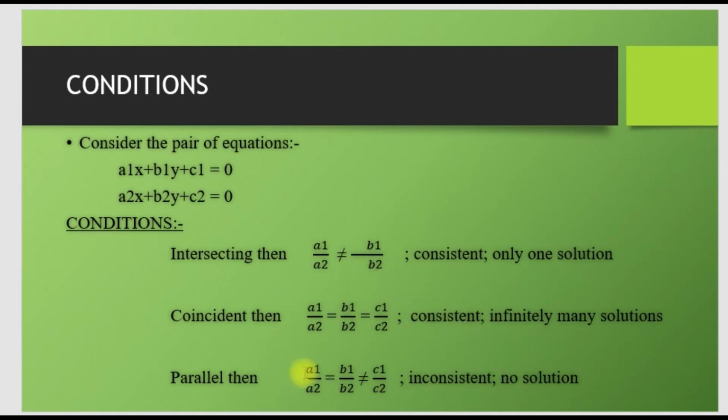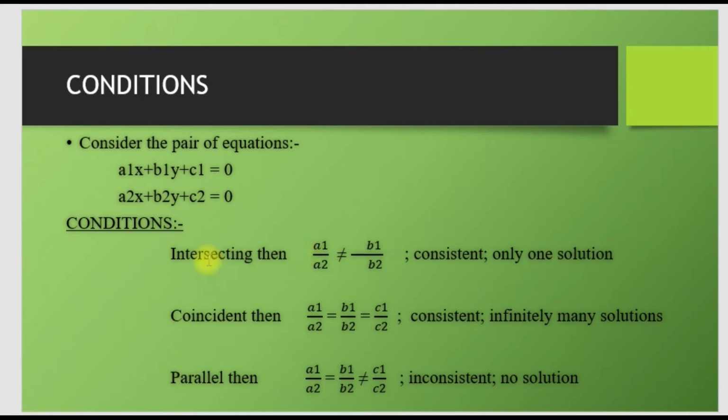Then the third condition is that a1 by a2 is equal to b1 by b2, which is not equal to c1 by c2. That is, the ratios of the coefficients of x and y are equal, and that is not equal to the ratio of the constant terms. Then that pair of linear equations is known as an inconsistent pair of linear equations and has no solution. That pair of lines is said to be parallel.